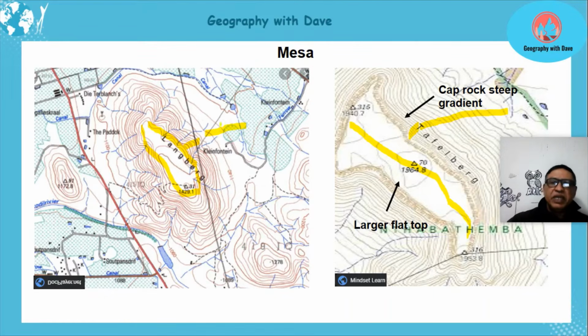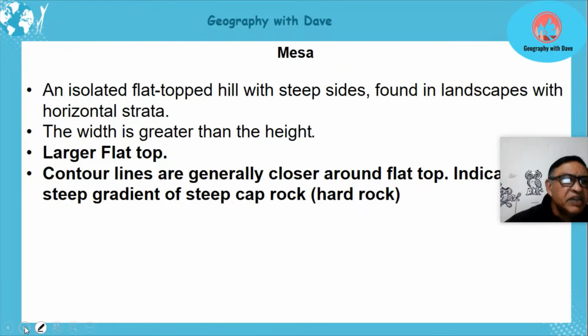All right, now, as I indicated here, the cap rock, steep gradient. All right, large flat top. Okay, so that's how you do it. And learners, you would know that you can be asked for reasons. Okay, identify the feature. It's a Mesa. Why would you say? Because the top is relatively large. All right, large flat top. Okay. Now, let's go to the next feature.